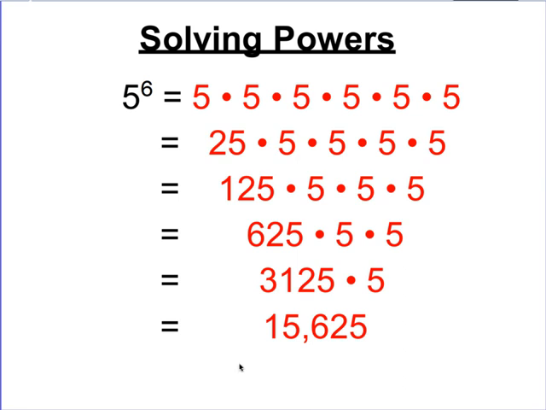So what you'll notice is that a common mistake here is that people will say the answer to this problem is 30. If you say the answer to 5 to the 6th power is 30 because you multiply 5 times 6, you can see you're way off of the answer. The answer is 15,625.